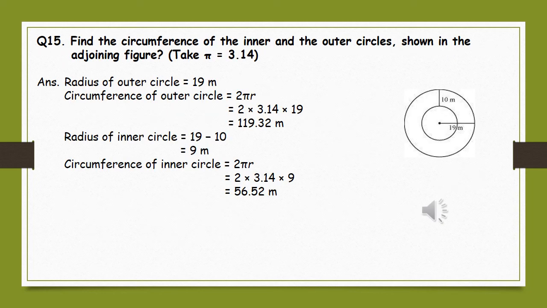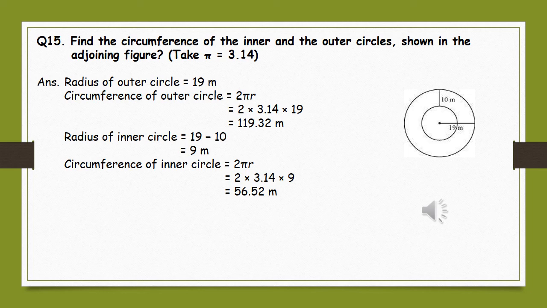Question number 15. Find the circumference of the inner and the outer circles, which is shown in the adjoining figure. Here the value of pi is given as 3.14, so we have to take that value. Radius of the outer circle is 19 meter. Circumference should be 2 pi into r. So 2 into 3.14 into 19, we are getting it as 119.32 meter.